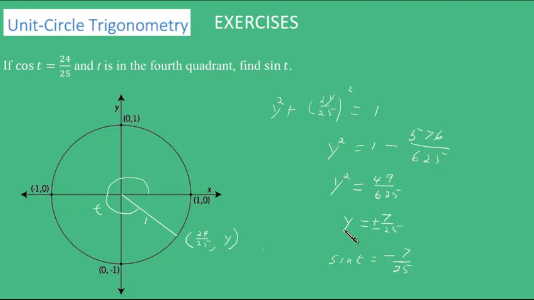Finding the square root here is easy. This becomes plus or minus, remember that, 7 over 25. Then we have to decide if it's positive or negative. We know it's in the fourth quadrant, and so this y value obviously is negative. Notice under here the y values are negative, up here the y values are positive. So the sine of this angle has to be minus 7 over 25.